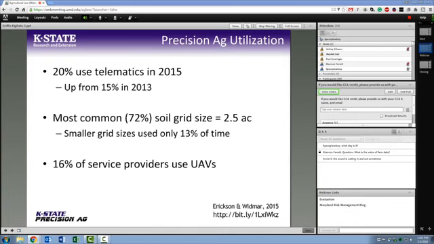I will not speak too much about drones or UAS or UAVs, but I want to throw out the statistic that Erickson and Widmar present. 16% of the service providers are using UAVs to work with farmers. This does not include the third-party UAV companies that are dedicated to these services, but this is the input suppliers and co-ops and so forth again. This would be a really good dedicated webinar just on the legal aspects of UAVs in the future.